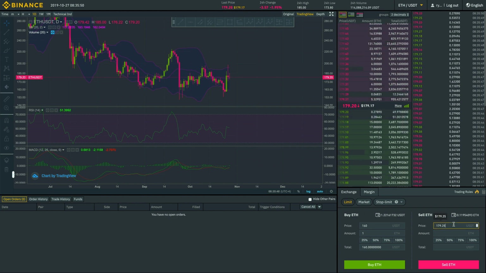Or let's just say I want to sell at $185, and I want to sell all my Ethereum for that, right? So I'll get 22 USDT for that. I'm just going to show you as an example. This is called a limit order, where you get to set the price, right? So here I'm setting the price, and then I'll click sell.